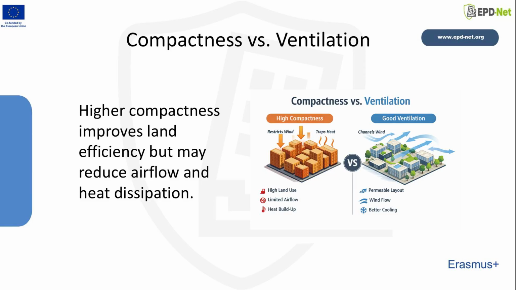On the other side of the spectrum, we have good ventilation. This approach utilizes a more permeable layout, characterized by strategic spacing that channels wind through the city. These wind paths are essential for heat dissipation and providing better natural cooling for residents.